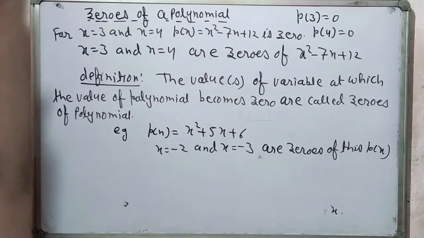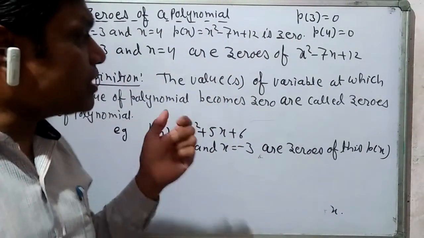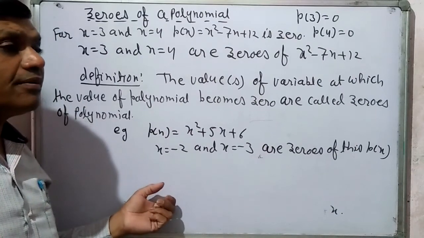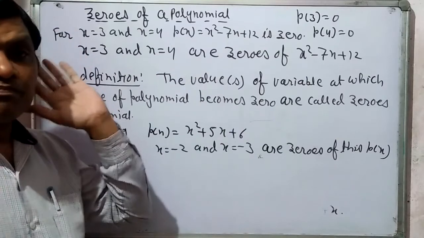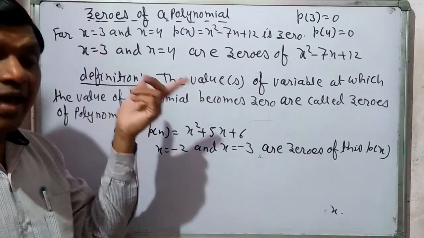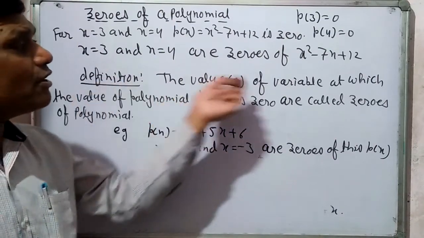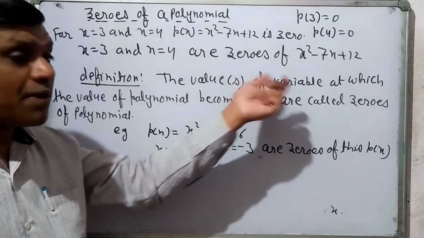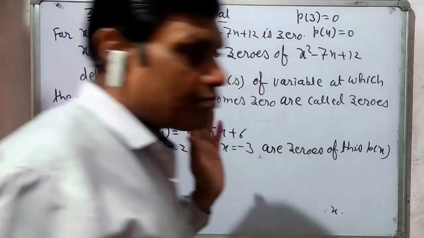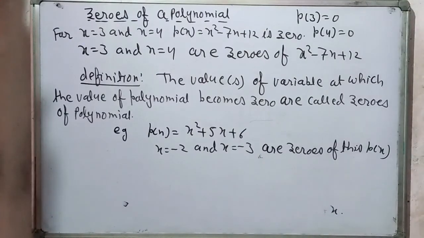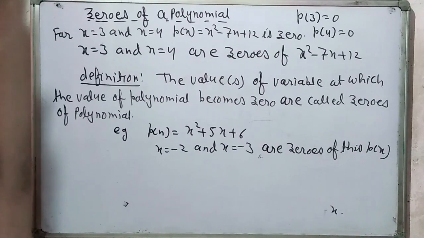Simple. I am sure this is very clear to you. Right? What is the 0? Let me repeat it, because I know it is a little confusing. It is the value of the variable. Variable means what? x, y or z in whatever polynomial we are defining. The value of the variable at which, at this particular value, the value of the whole polynomial becomes 0. This is called the 0 of the polynomial.